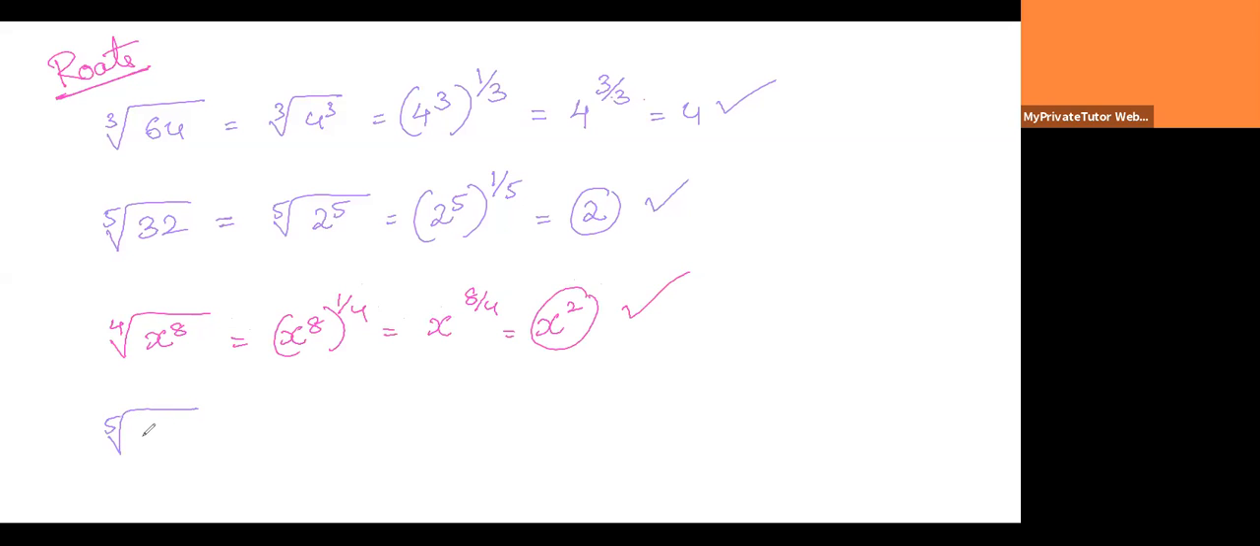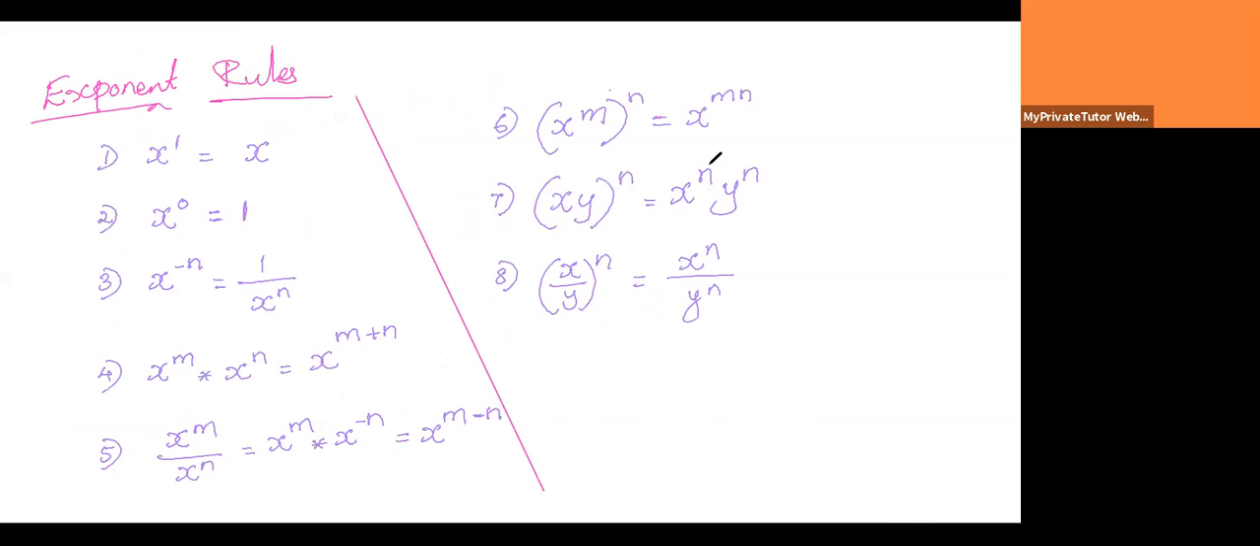Let's say the fifth root of x power 10, y power 25. So how do you simplify this? You keep the variables as they are, but convert the root into an exponent. That's what I did. Then use the exponent rule. Which rule? You might have a question. Just have a look at the rules.